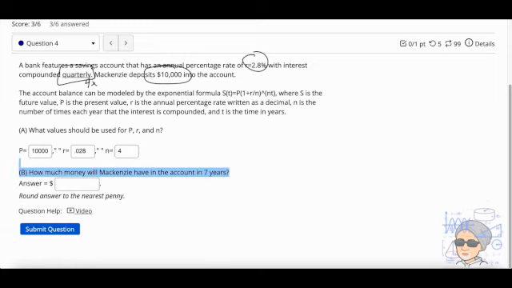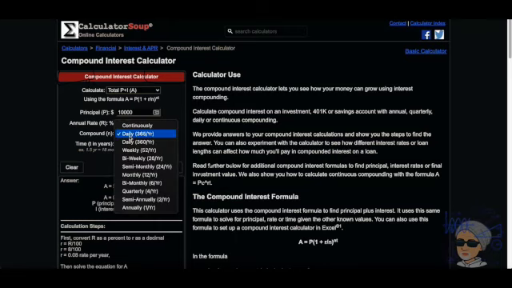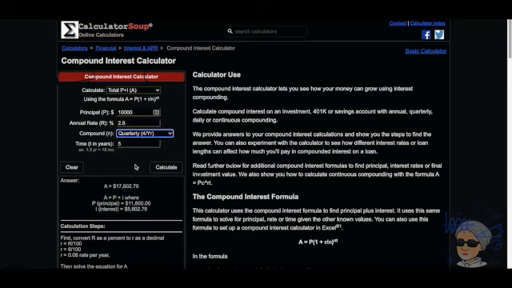So we now have 10,000, 2.8, 4, and 7. Let's put that in here. So we're going to have 10,000, 2.8%, 4 times a year, and T is 7. That's it. That's all you have to do. And you get $12,156.97, which we're not even going to register.